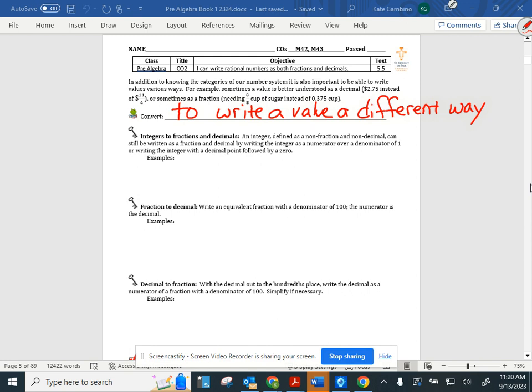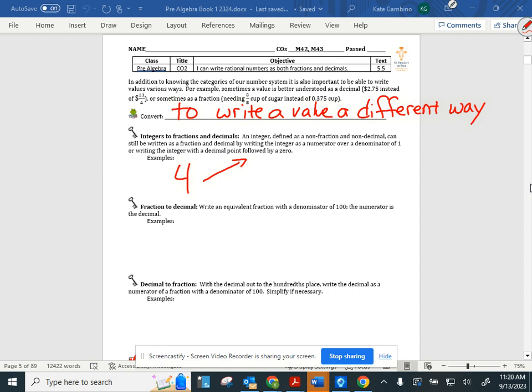Integers and fractions, integers and decimals. An integer is defined as a non-fraction and non-decimal, because that's what an integer is, right? Positive or negative, but no fraction, no decimal. It can still be written as a fraction and decimal by writing the integer as the numerator over a denominator of 1, or writing the integer with a decimal point followed by a 0. So if we have 4 as our integer, we can write that.